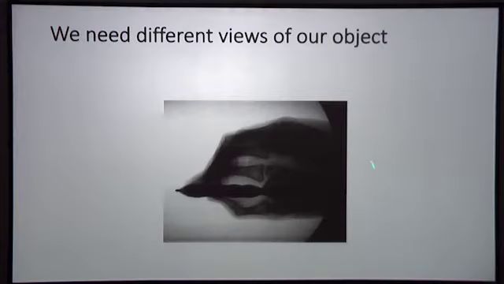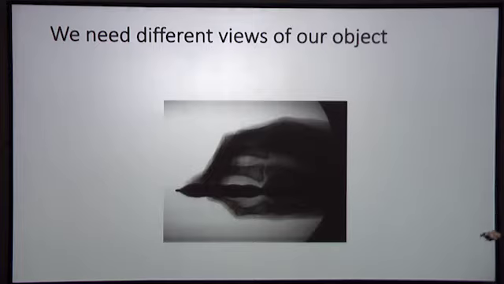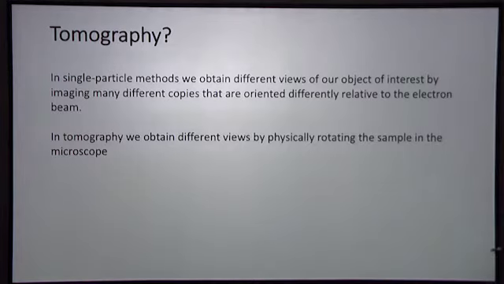That's important. We tend to over-interpret 2D projections. I mean, you see this as a hand holding a pen, but you actually don't know whether the person is holding the pen this way, or whether the person is holding the pen this way, or whether that's a surgical insertion between the thumb and the finger. But if you rotate, you obviously see that directly. So that's the difference. In single particle methods, we obtain different views by imaging many different copies that are oriented differently relative to the beam, and in tomography, we obtain different views by physically rotating the sample in the microscope.